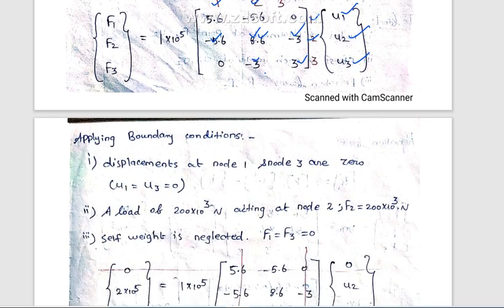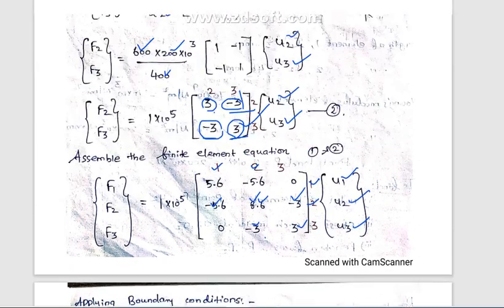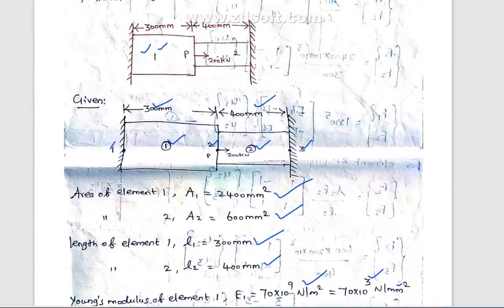Now we have to apply the boundary conditions. See the sum: at nodal point 1 it is fixed and at nodal point 3 it is fixed. Once nodal point 1 is fixed, there should be no displacement at nodal point 1, and also no displacement at nodal point 3. Therefore, the displacement at nodal points 1 and 3 is equal to 0.